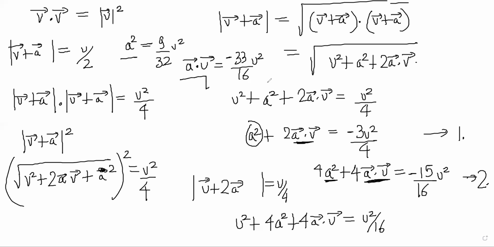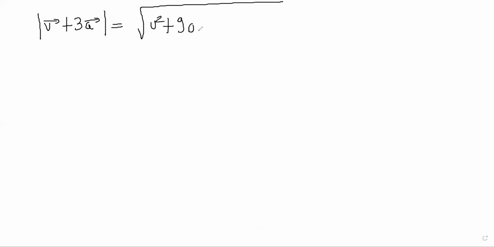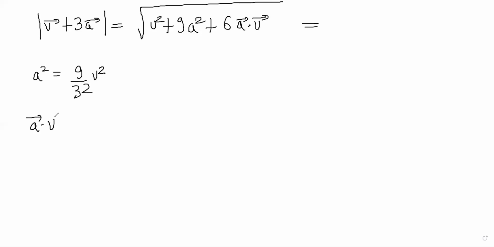So suppose we got these values, right? How do you find the answer to the question? The speed of the particle at 3 seconds was being asked. So that is just equal to v square plus 9a square plus 6a dot v. Now once you put in the values that we have just discovered, a square is equal to 9 by 32 v square and a dot v is equal to minus 33 by 64 v square. If you put in these values, you will get the final answer, which will be root 7 by 4v.